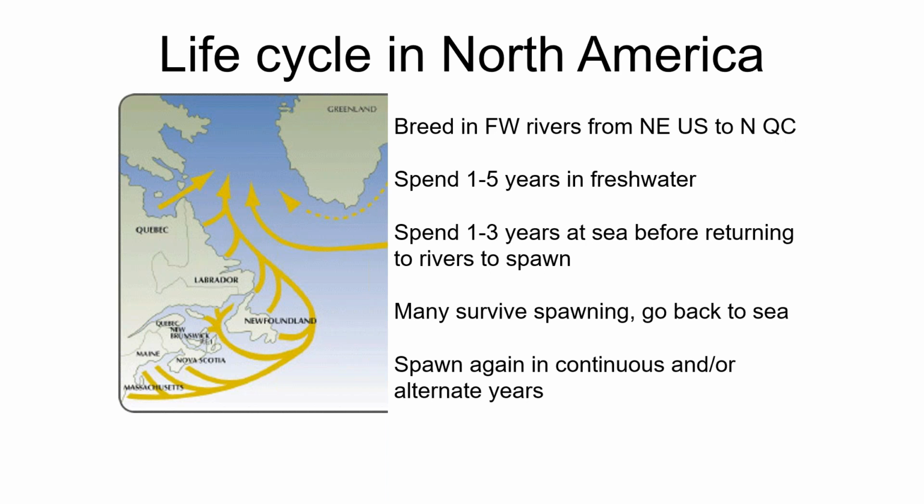They tend to spend anywhere between 1 and 5 years in freshwater, and the anadromous fish will spend on average 1 to 3 years at sea. In some populations it's more 1 year, some populations more 2 years. And they spend that time at sea to get bigger, and then they will come back to the rivers to spawn.